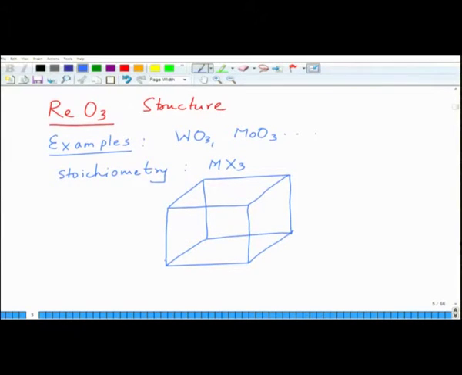So, you can see that in this kind of structure, M is a plus 6 ion, and you have 3 oxygen which are 2 minus, and there are 3 of them. Okay. The atomic positions happen to be M at 0 0 0 and X at half 0 0 kind of positions, 0 half 0 and 0 0 half type of positions. It is a primitive cubic lattice.